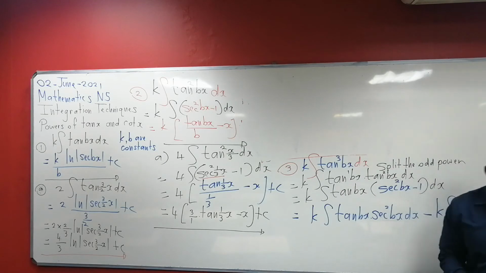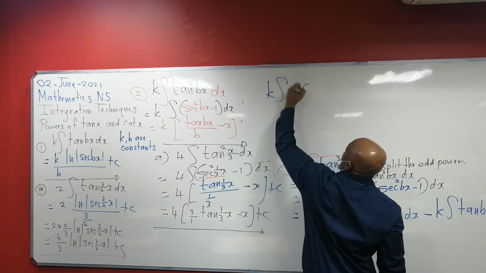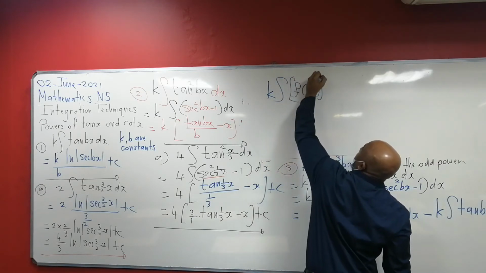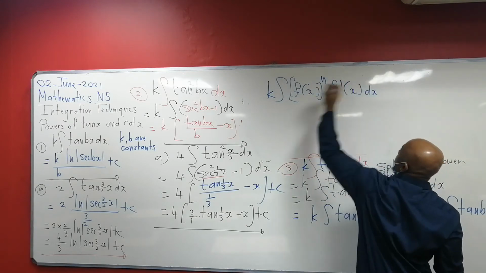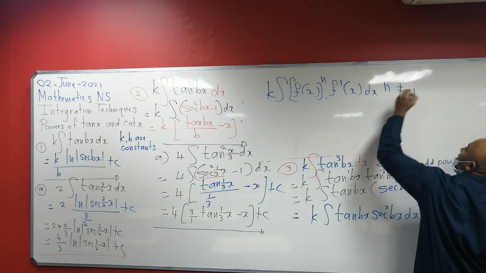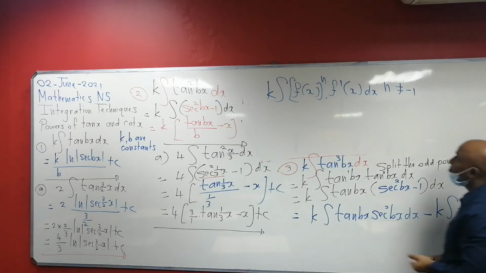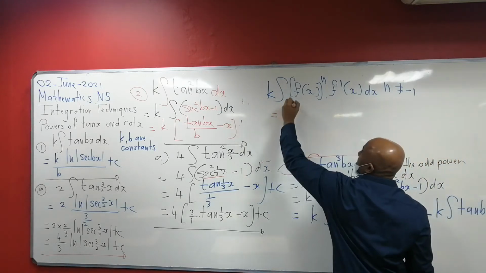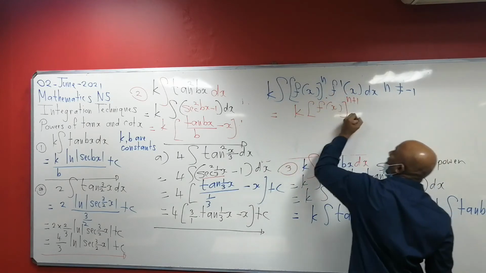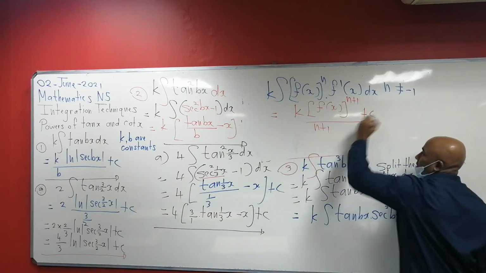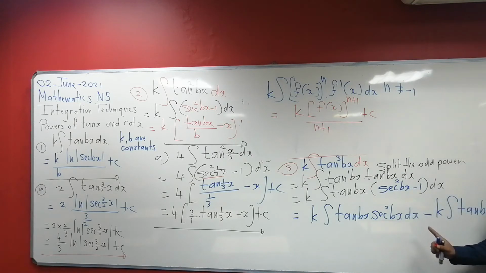So when I talk about multiplication type, I mean when you have k, the integral of f of x to the power n multiplied by f prime x dx, and this formula has a condition: your power must not be negative 1. Okay, so here, in a situation like this is going to equal to k f of x to the power n plus 1 over n plus 1 plus c. This is by inspection, and you know we can also do this by u substitution.